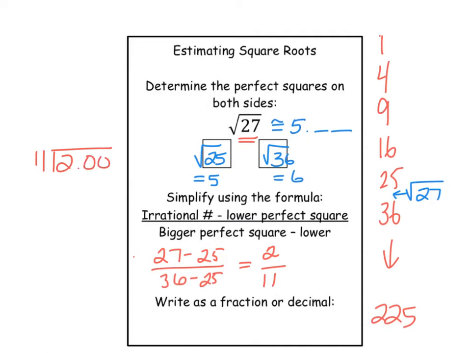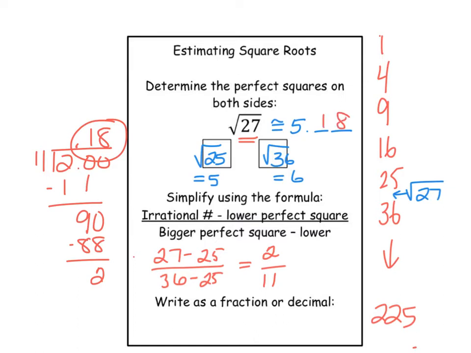Well, we know 11 goes into 20 once. That's 11. And when we subtract, we get 9, bring down the 0 to make 90. 11 goes into 90 8 times, and that's 88. And when we subtract, we get 2, and we can stop there. So our decimal for estimating our square root is 5 and 18 hundredths.